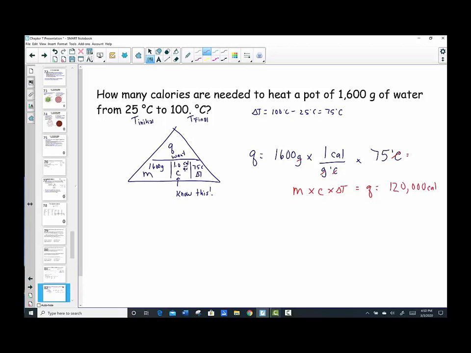And there's your answer. 2 sig figs? That will work. How'd you do? Shall we try another?